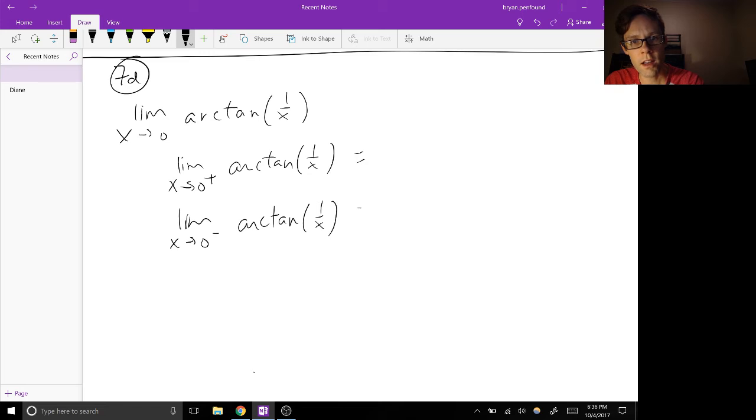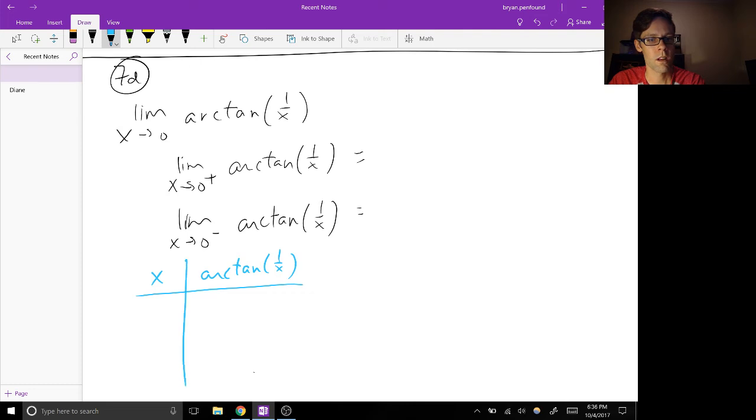But that's okay. It's kind of annoying to have to do it, but it hopefully will give us some information about what's happening with this function. So let's take some values a little bit bigger than 0. So maybe 0.1, 0.01, 0.001. Let's try to see what's happening with our calculator.